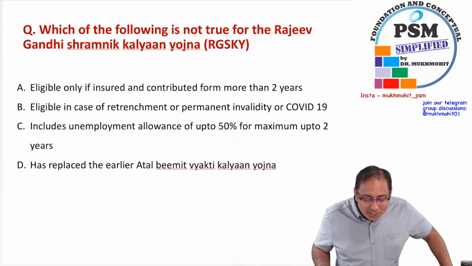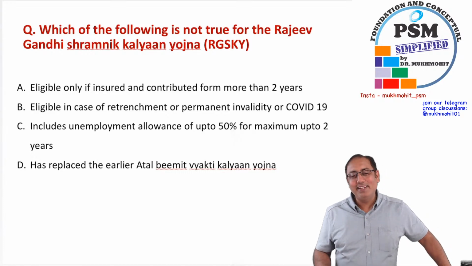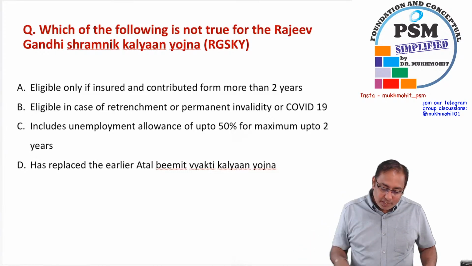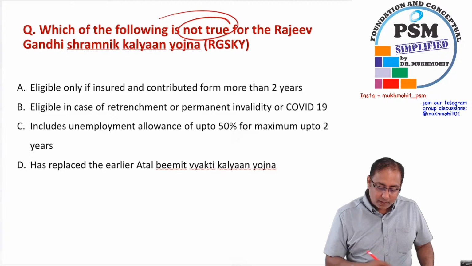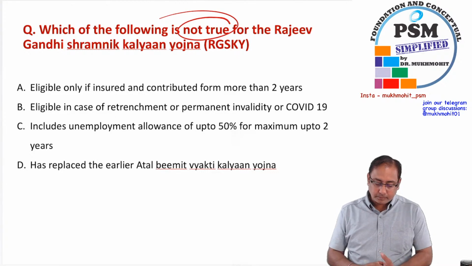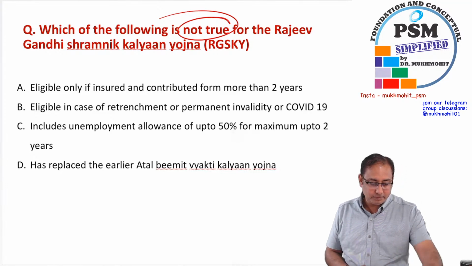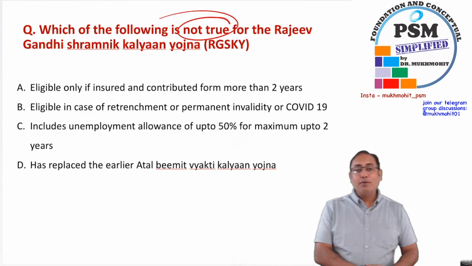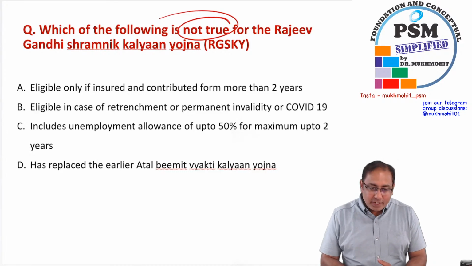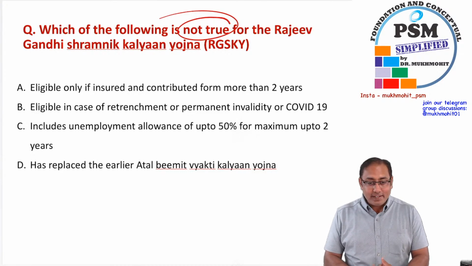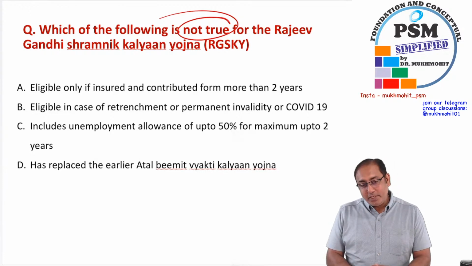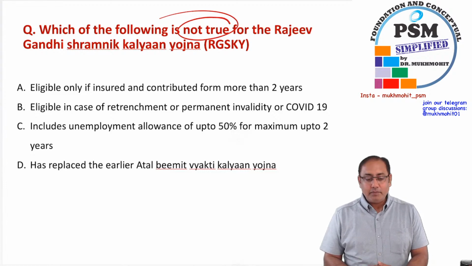Hats off. Which of the following is not true for Rajiv Gandhi Shramik Kalyan Yojana? Tell me, which one is it? Eligible only if the insured is more than. Which of the following is not true? I need you to tell me what is not true. Eligible only if insured and contributed for more than 2 years. Eligible in case of retrenchment or permanent invalidity or COVID-19. Includes unemployment allowance of up to 50% for maximum up to 2 years. Has replaced the earlier Atal Bimit Vyakti Kalyan Yojana.